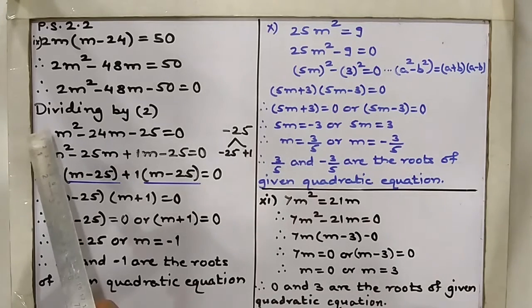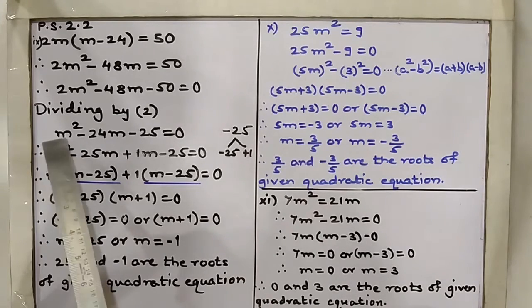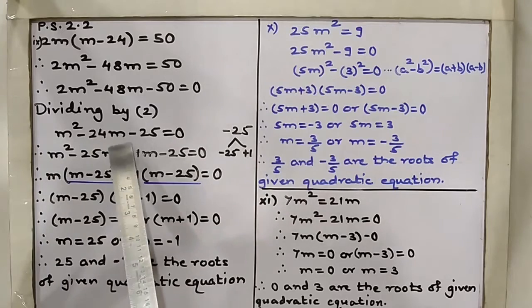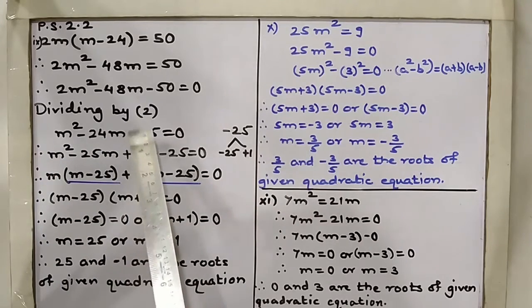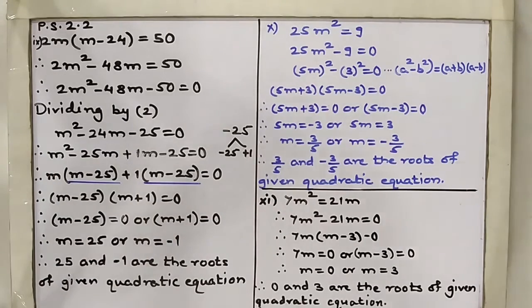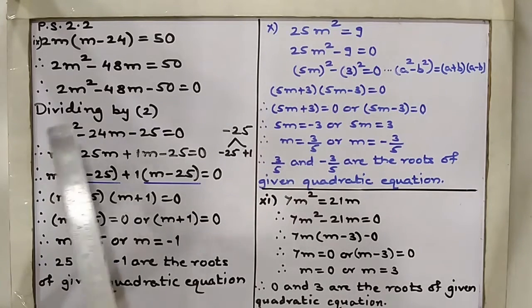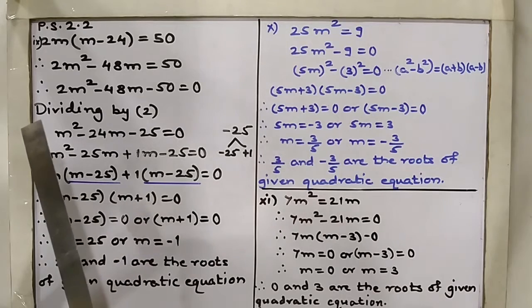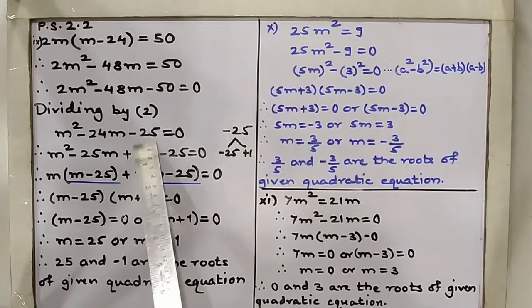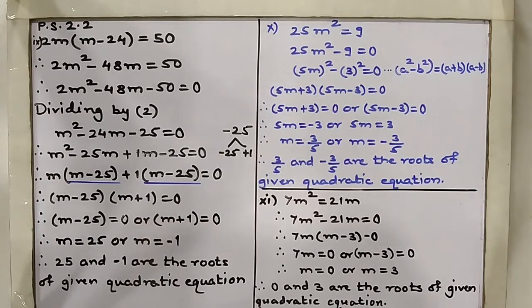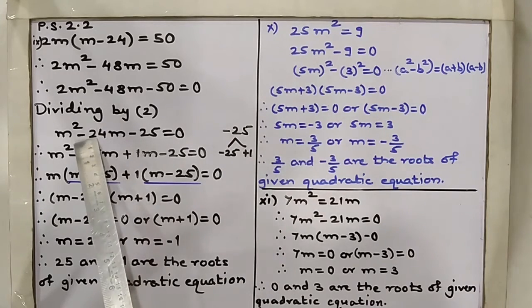अभी m square के पीछे कुछ भी नहीं है, so the coefficient of m square is 1, coefficient of m is minus 24 and constant is minus 25. Now the first step will be, you will multiply the coefficient of m square with constant, which means you will multiply 1 with minus 25. 1 multiplied by minus 25 is minus 25. So now we have to find two numbers such that the product is minus 25 and the sum should be minus 24.